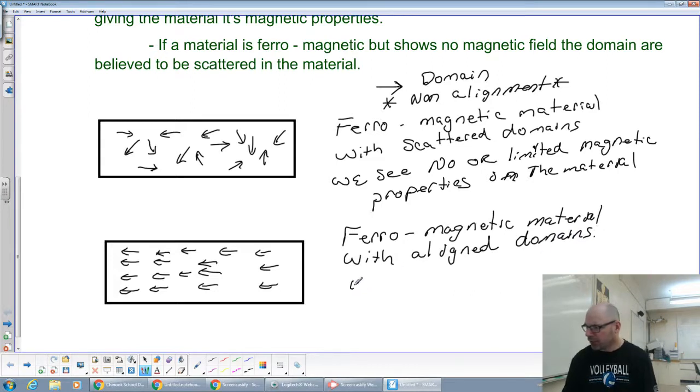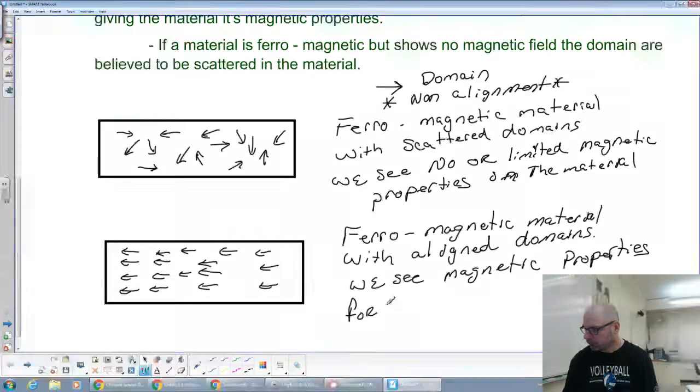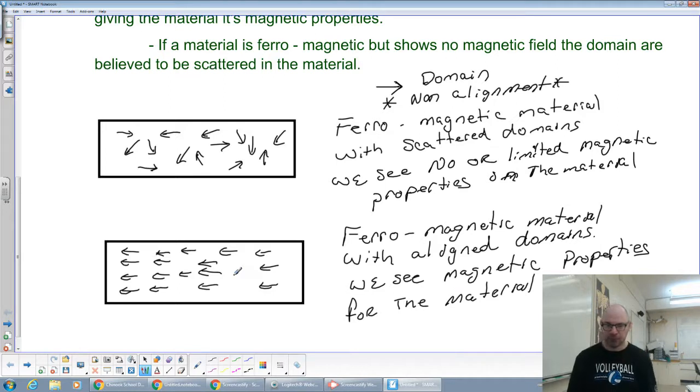As a result, we will see magnetic properties in the material. Okay, so we have aligned domains there. And then you would see a magnetic field being produced as well.